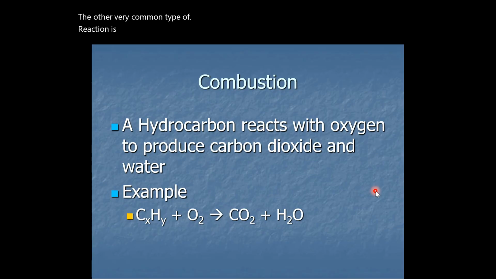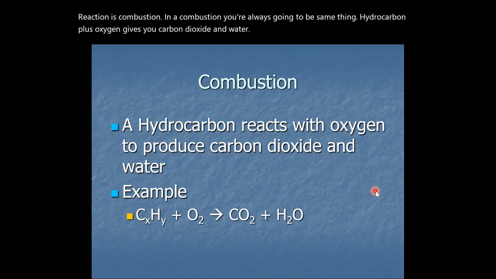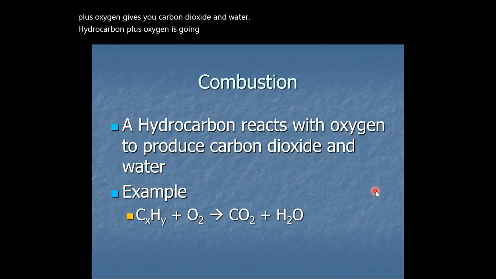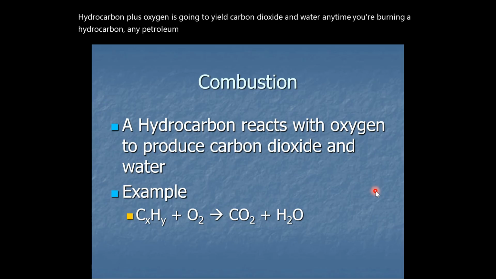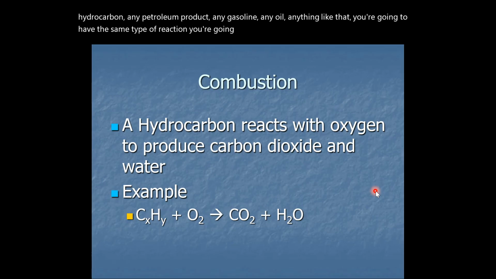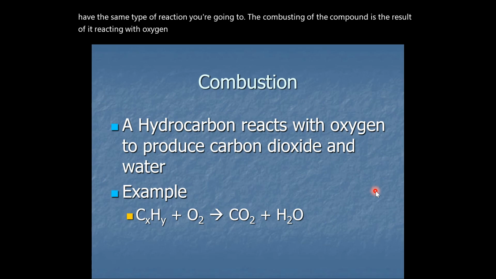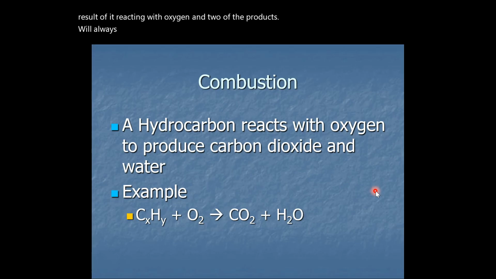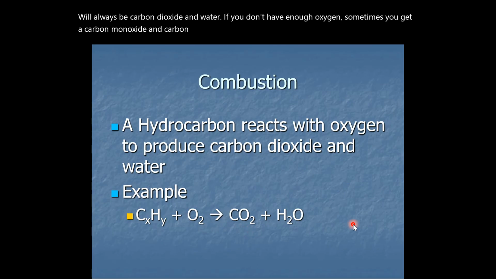The other very common type of reaction is combustion. In a combustion, it's always the same thing. Hydrocarbon plus oxygen yields carbon dioxide and water. Anytime you're burning a hydrocarbon, any petroleum product, any gasoline, any oil, you're going to have the same type of reaction. The combusting of the compound is the result of it reacting with oxygen, and two of the products will always be carbon dioxide and water. If you don't have enough oxygen, sometimes you'll get carbon monoxide and carbon dioxide, but regardless, in a complete combustion, you make carbon dioxide and water from any combination of hydrocarbons.